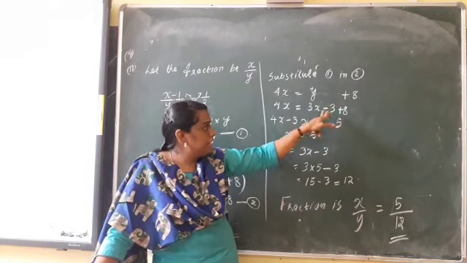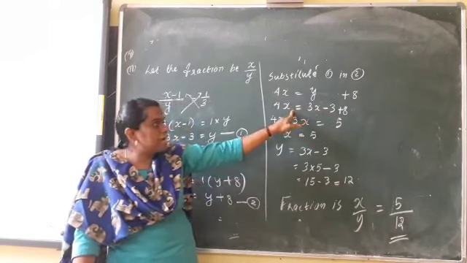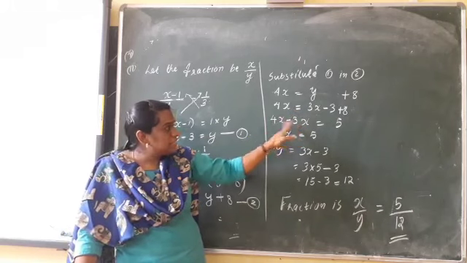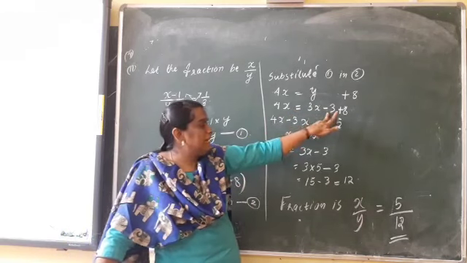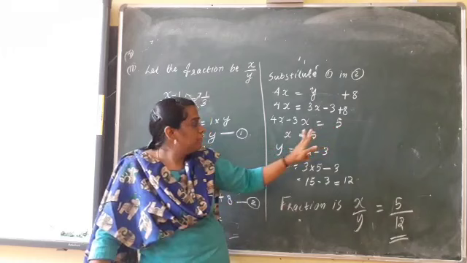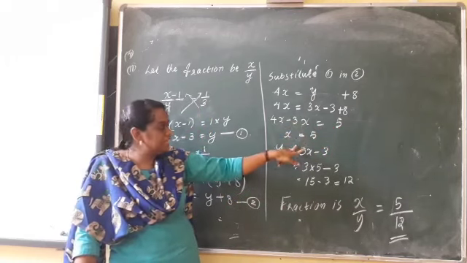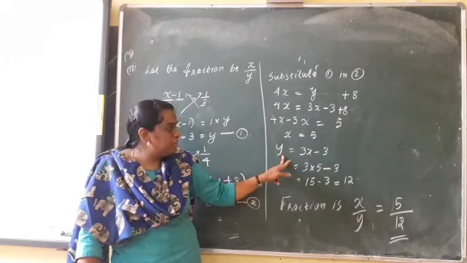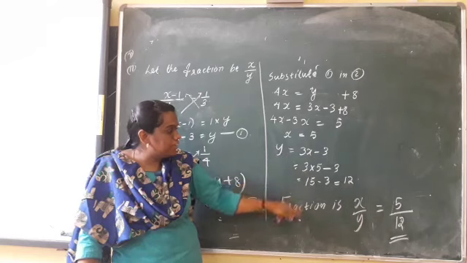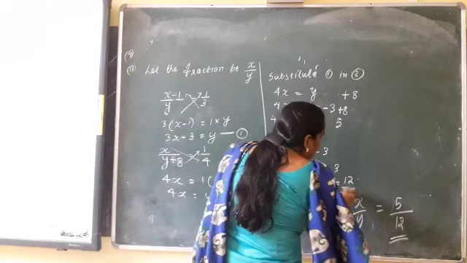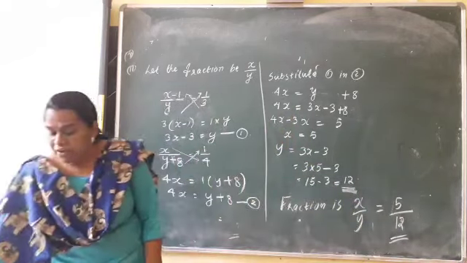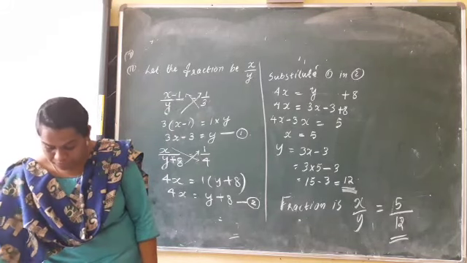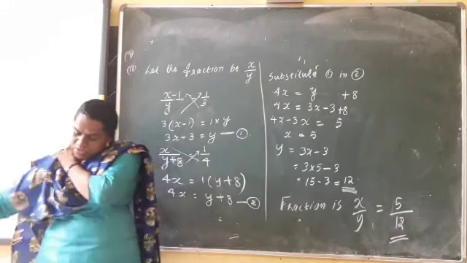Clear? We can substitute here: 3x on transpose, minus 3x. 4x minus 3x minus 3 plus 8 is 5. 4x minus 3x, x is equal to 5. Then if we substitute x is equal to 5, we get y is equal to 12. The required fraction is 5 by 12. So move to the next question.